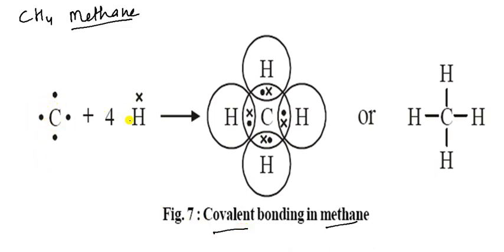Let us go to the next one, and that is CH4. The name of this compound is methane. So you have to see here methane and the covalent bond.